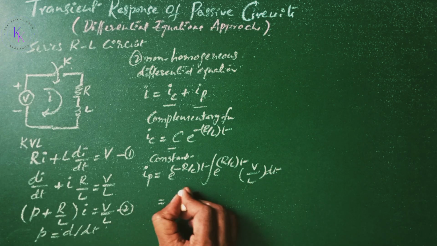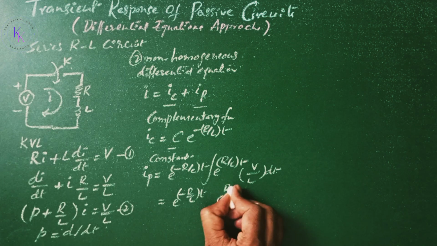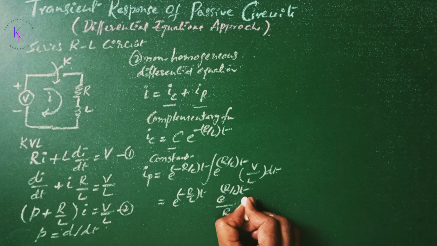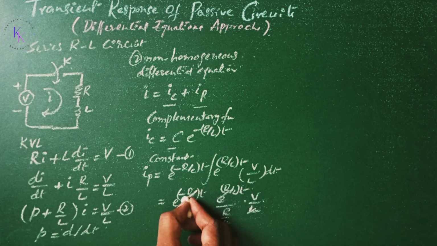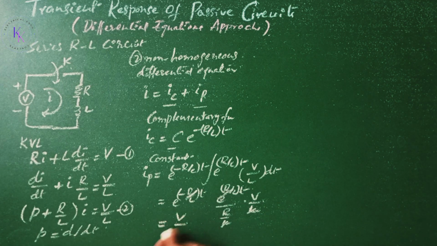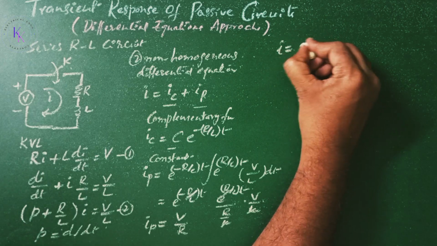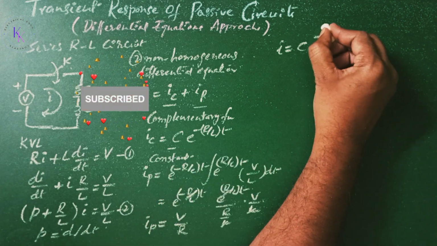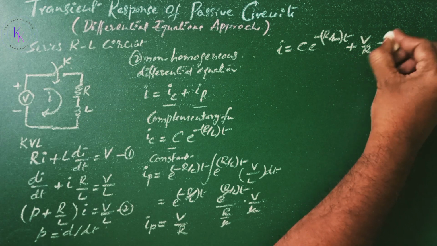Now let us solve this. When you integrate e to the power of R by L of t, you get e to the power of R by L of t divided by R by L, which is multiplied by V by L. Then L gets cancelled, this term gets cancelled, and you get V by R. Ip equals V by R. Hence, the net solution for i is given by C e to the power of minus R by L of t, the complementary function, plus V by R. Let this be equation number 3.